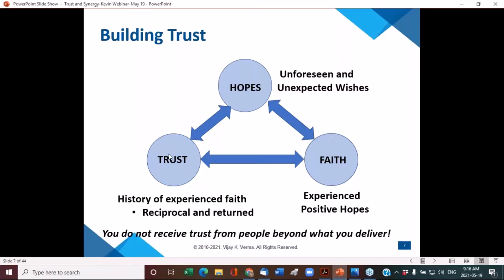And then the interesting thing is, it is reciprocal. If you trust people, they also trust you, and it is returned as well. And then they're able to satisfy your hopes more and build your faith as well.